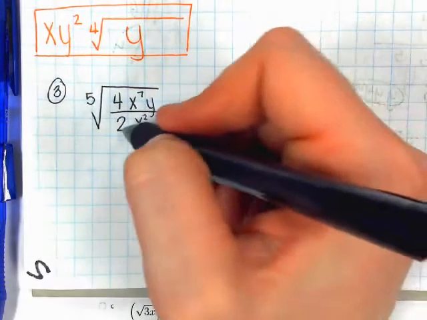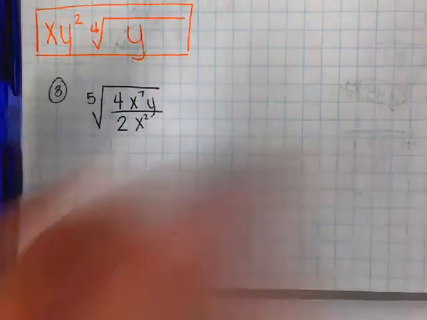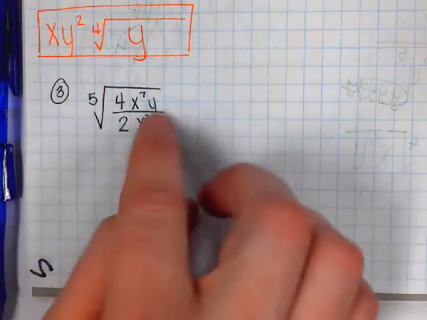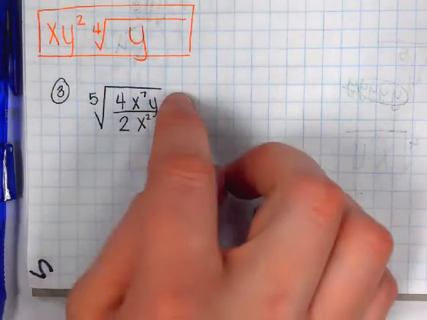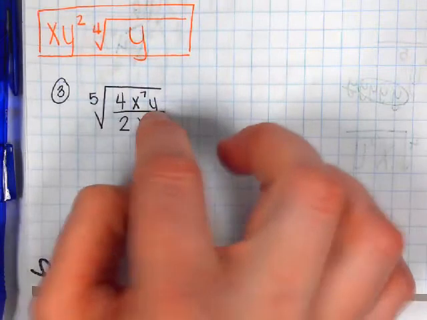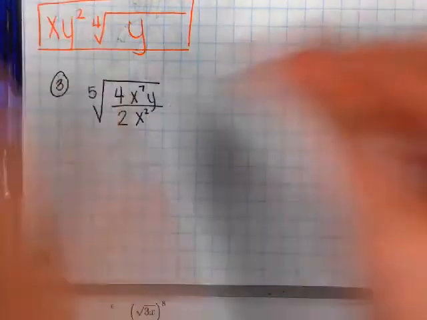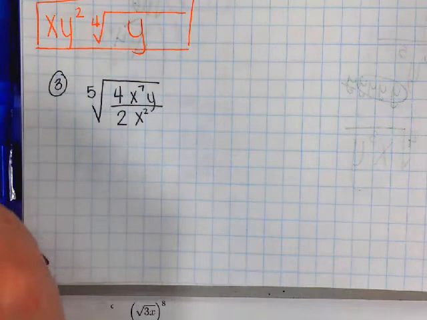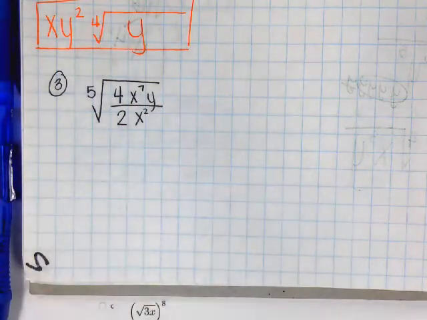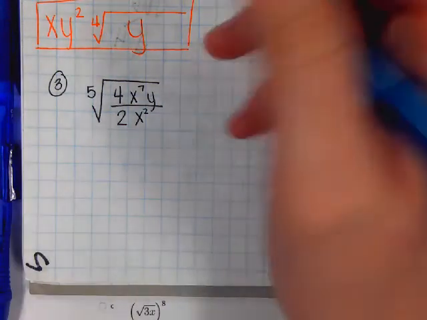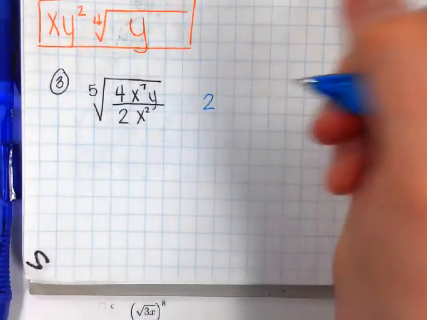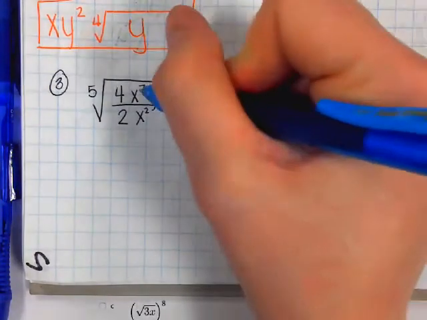So 4x to the 7th, y divided by 2x squared. Now, when you have a fraction or stuff underneath the radical, you need to simplify all of that first. So I'm going to take this information and simplify it just like we've been doing. This is why I was talking about yesterday that what we're doing now is a continuation of what we did last week. So 4 divided by 2 is 2.